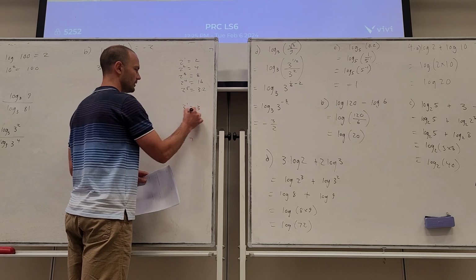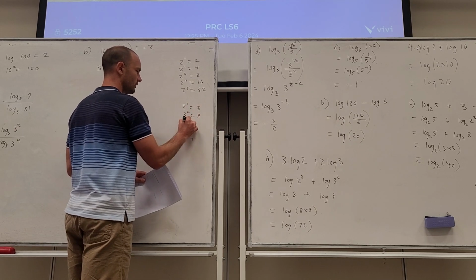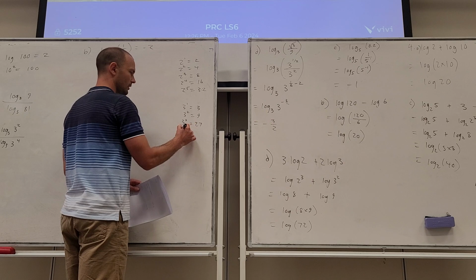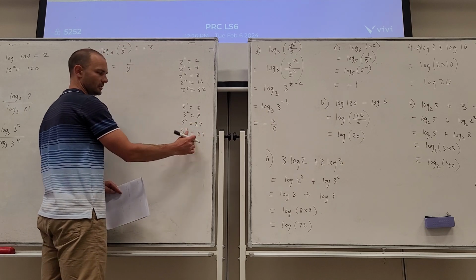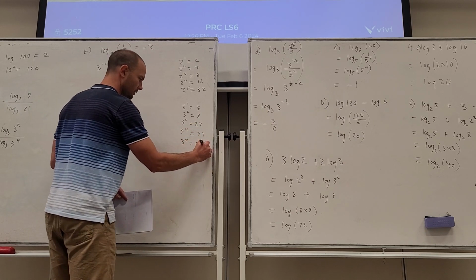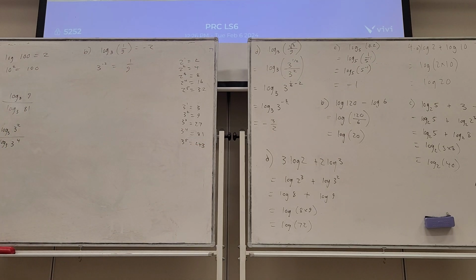3 to the 1 is 3. 3 squared is 9. 27. 3 to the 4 is 81. And we probably only expect you to know up to there. 3 to the 5, 243. All right. So we're happy with that. Now, if we just focus on the top, logarithm in base 3 of 3 squared, that just simplifies to 2. So at the top I've got 2, and at the bottom, log in base 3 of 3 to the 4, that just simplifies to 4. So we have 2 on 4, and that's the same as half, isn't it?